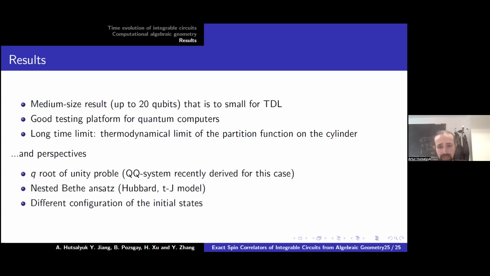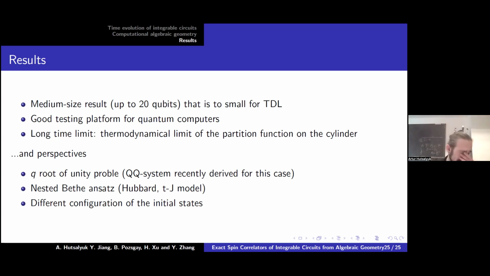Then, in one observation, in the long time limit, of course, it corresponds to some thermodynamic limit of the partition function on the cylinder. I sort of already discussed it, that we can consider this like one-dimensional evolution in time, or in discrete time, or just two-dimensional partition functions.